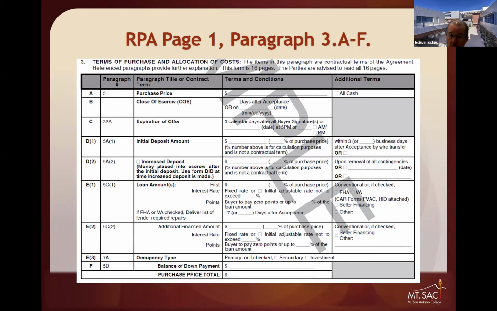Just like the current form, your purchase price will show up at the bottom column, and then in F will be the balance of your down payment. All right, so it will add up for you, and the percentages will be automatically put in there so that you can use those for reference, right?